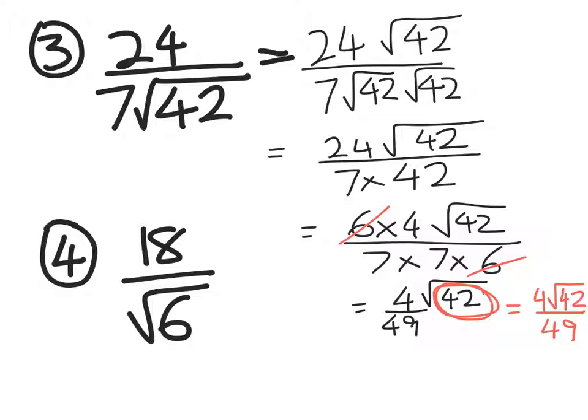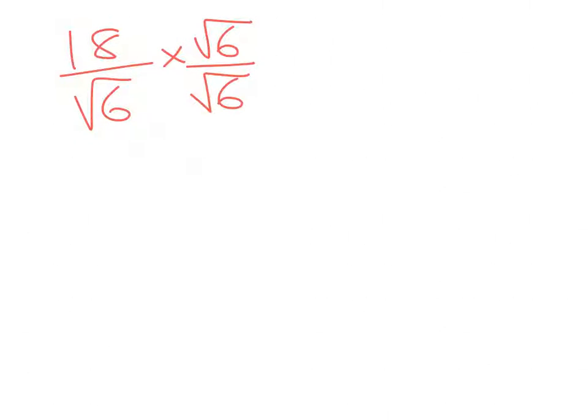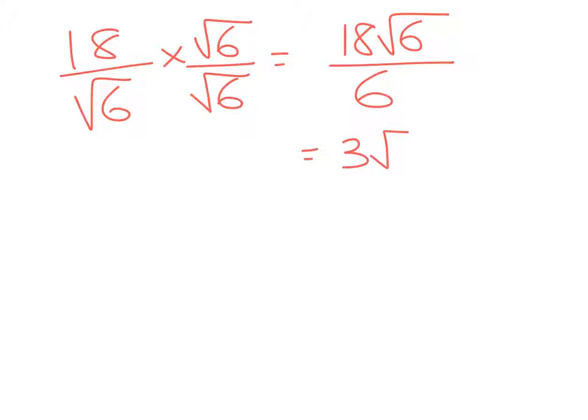And the last example, I'm going to pop a new slide in for this. Okay, so 18 on root 6. We would need to get rid of the surd in the denominator, so times the top and bottom by root 6. Numerator becomes 18 root 6. Denominator becomes just 6, so that is 3 root 6. So look, we got rid of our fraction completely.